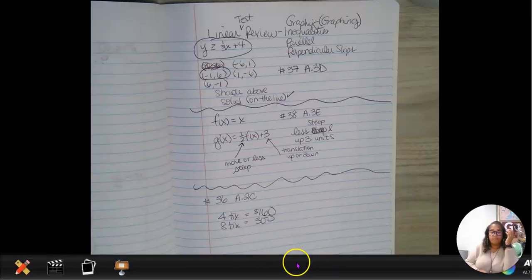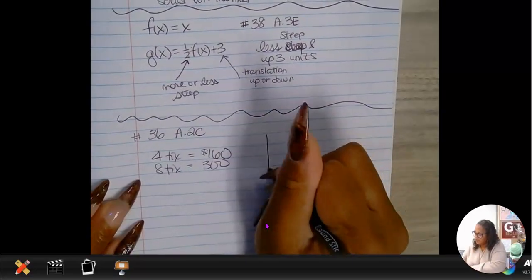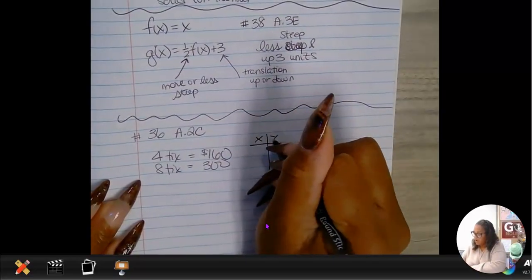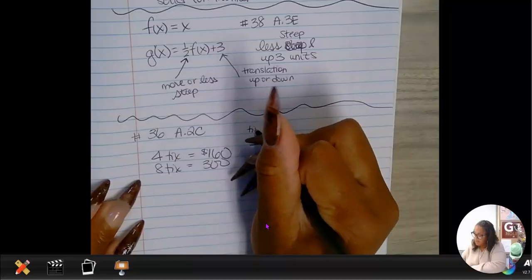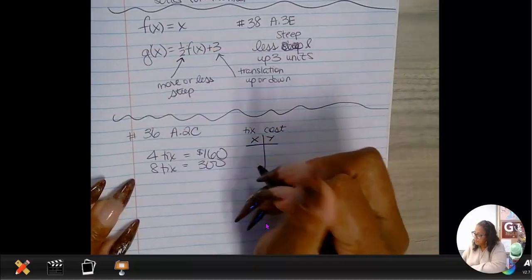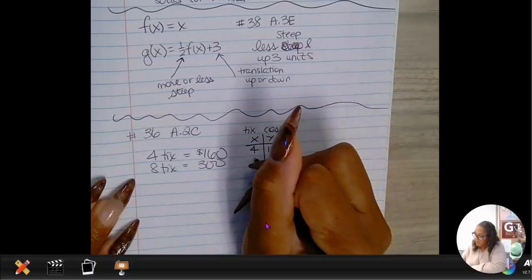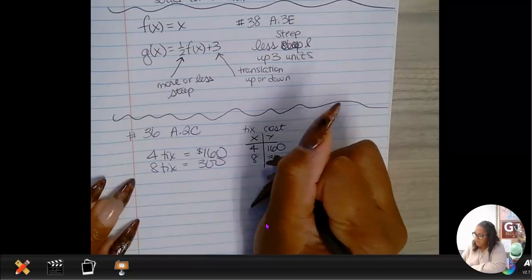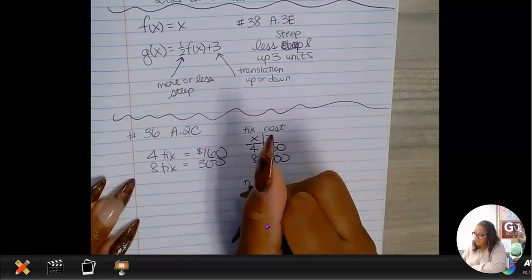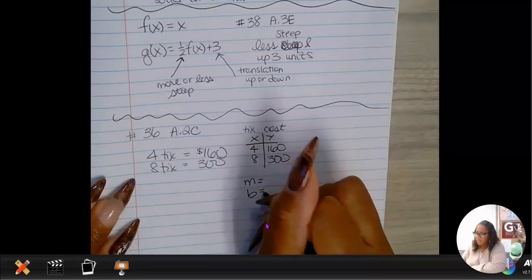So here we are. We have to make a table. Okay, classic good old table. X, Y. This is tickets. This is cost. Remember, money is typically my Y value. So if I buy 4 tickets, I spend $160. If I buy 8 tickets, I spend $300. So I go to Desmos. I type this in. I find my M and my B.